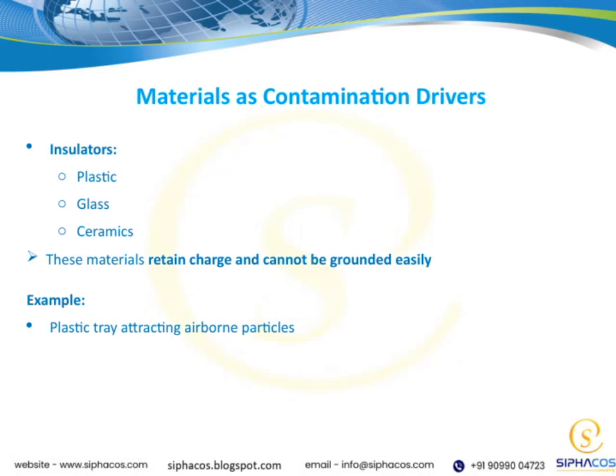Now, let's talk about materials that can act as contamination drivers, specifically insulators. Insulators include materials like plastic, glass, and ceramics. These materials are unique because they tend to retain charge, which makes them different from conductive materials. Since they hold onto their electrical charge, they can't be grounded easily, unlike metals that quickly dissipate static. For example, a plastic tray can attract airborne particles because of its static charge. This is important to keep in mind, especially in environments where contamination control is critical.